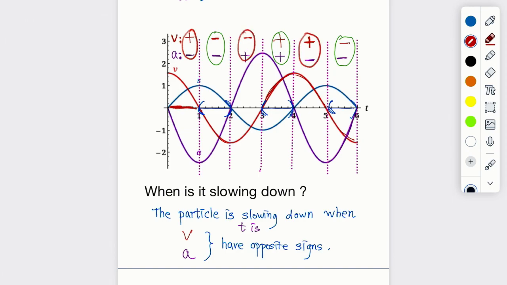So when t is in 0 to 1, also 2 to 3, and 4 to 5. When velocity and acceleration have opposite signs, the particle will be slowing down.